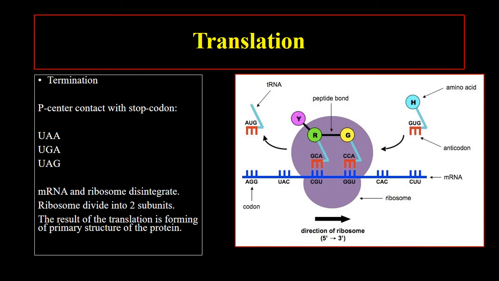Termination of the growing polypeptide chain occurs when the ribosome encounters a stop codon, such as UAA, UAG, or UGA in the mRNA molecule. When this occurs, no tRNA can recognize it, and a release factor induces the release of the complete polypeptide chain from the ribosome.